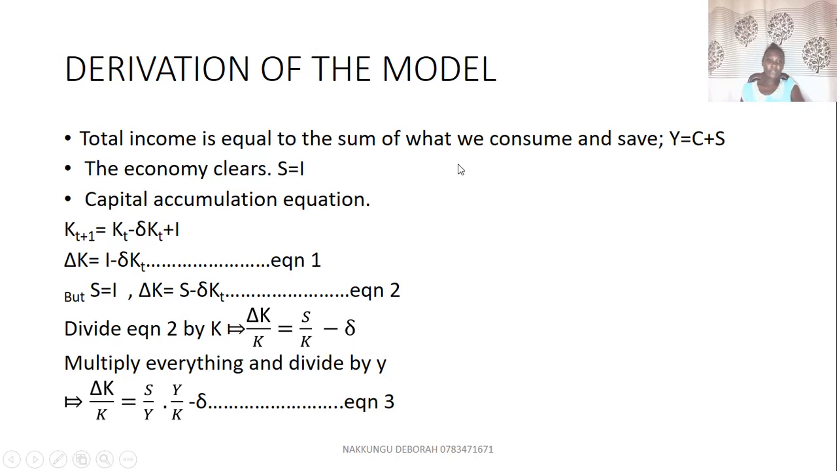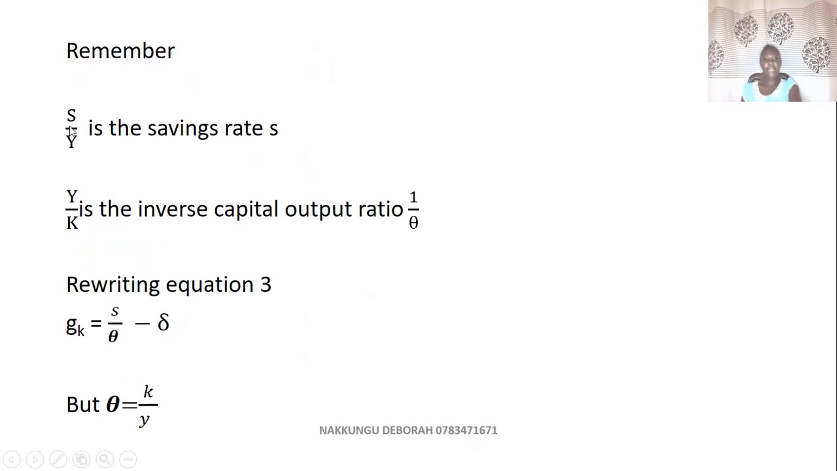So if you come to this situation where we have a capital S over Y, it means that this S over Y is our small s, the savings rate, and Y over K, remember we said that the capital output ratio theta is K over Y, right? So if we have Y over K, it's like we are having an inverse of the theta. It's like we are having 1 over theta. So from that, I just wrote here a brief thing to remember that S over Y is the savings rate, Y over K is the inverse capital output ratio, which we can write as 1 over theta.